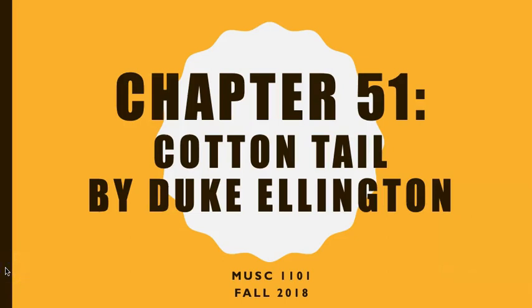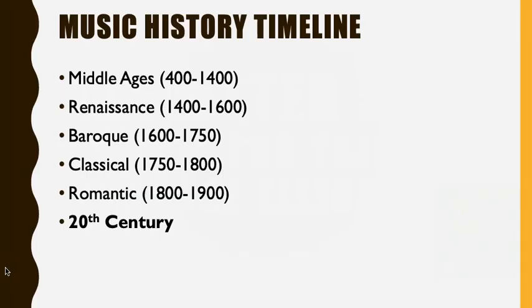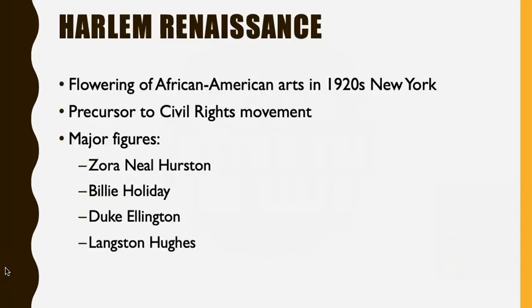Today we're looking at Chapter 51, Cottontail by Duke Ellington. So we are still here in the 20th century now, a couple decades in, and I want to set the scene a little bit, some kind of historical context before we listen to the piece.